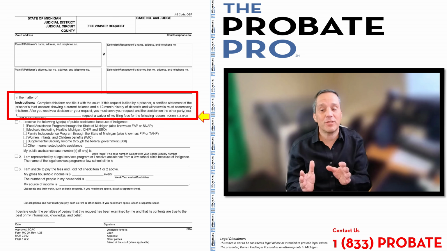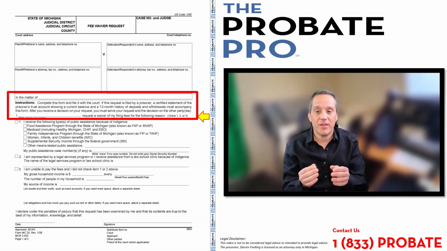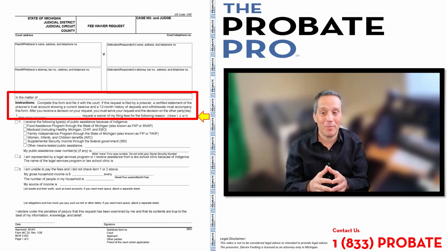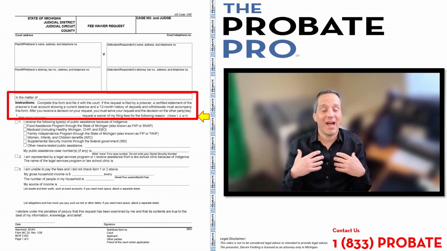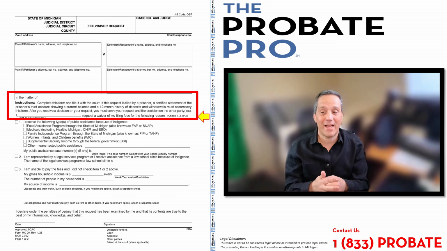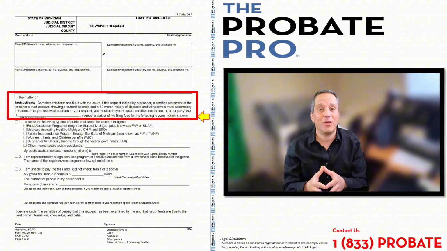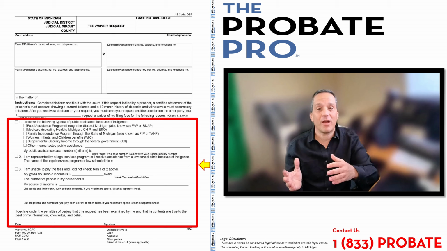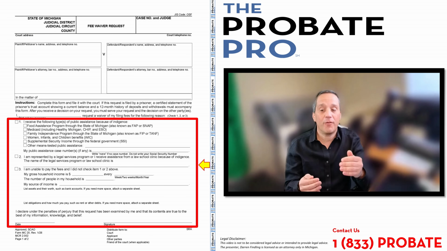You'll also notice that there's an instruction note there that talks about if you're a prisoner and the requirements to show proof of your particular account when completing this particular form. Section 1 just identifies the person making the request, and you're requesting the waiver because of your indigent circumstances. And in paragraph 1, you'll see there's a variety of check boxes.